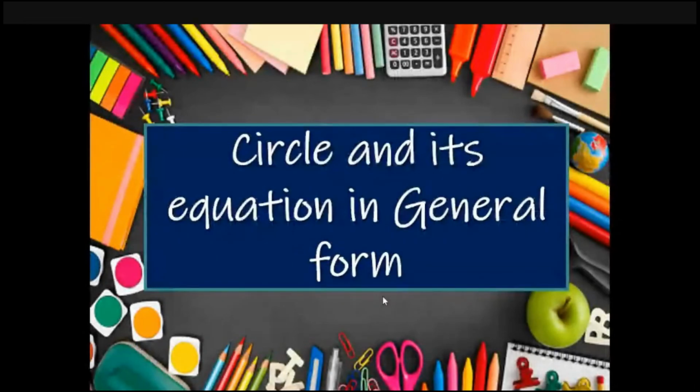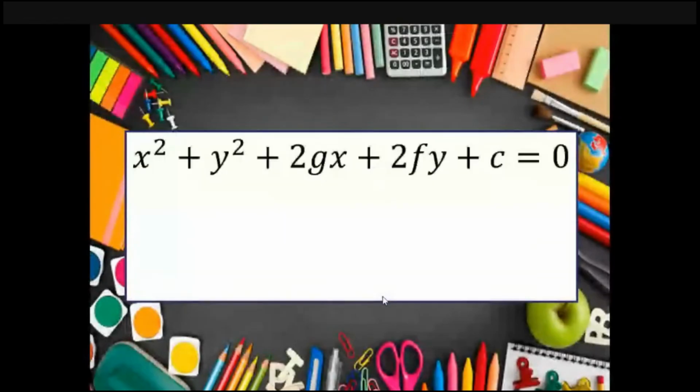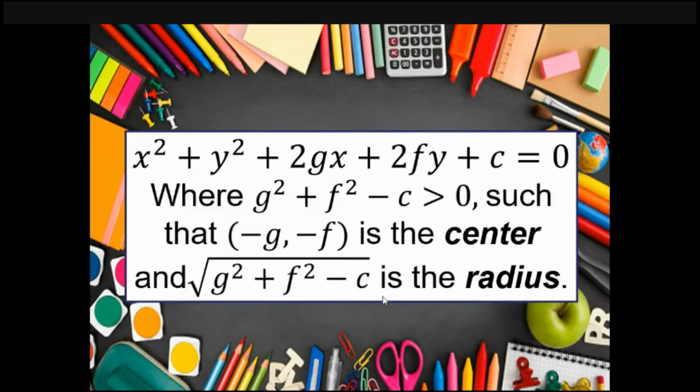Now we have the circle and its equation in standard form. So we are done with standard form. Let us add general form. So according to the general form of the equation of a circle, it is given by x squared plus y squared plus 2gx plus 2fy plus c equals 0, where g squared plus f squared minus c is greater than 0, such that negative g, negative f is the center, and the square root of g squared plus f squared minus c is the radius.